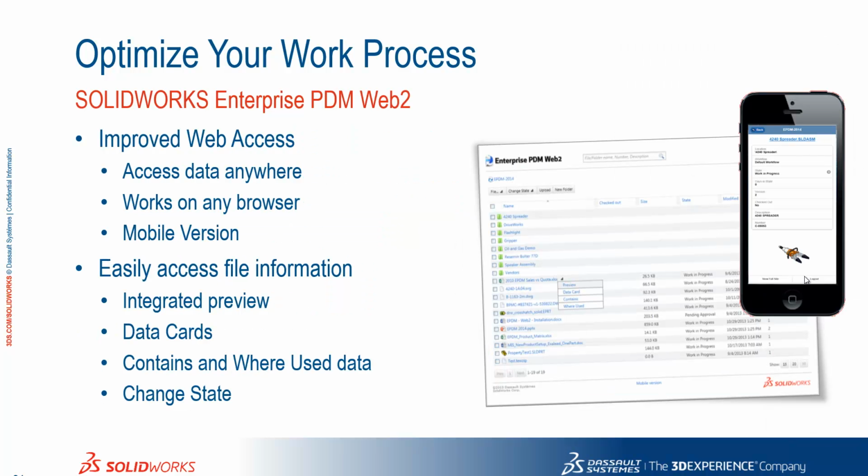We've also seen the introduction of a new web-based viewer for Enterprise called Enterprise PDM Web 2, which gives us access to data anywhere. It also works on any browser and carries a mobile version as well. So we can easily access file information with integrated previews, we can see the data cards, we can look at contains and where used data, and we can also change state from within the system as well. So if you are an off-site user, you can also download files from the Vault and check in as well from your local machine, even if you're not connected to that network.